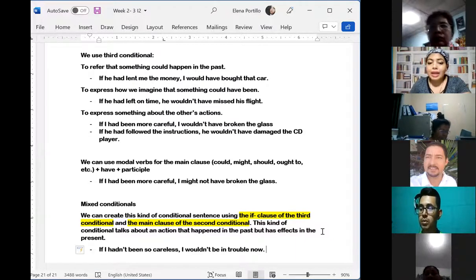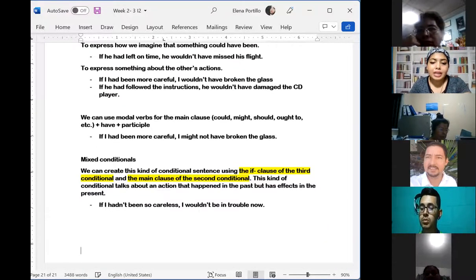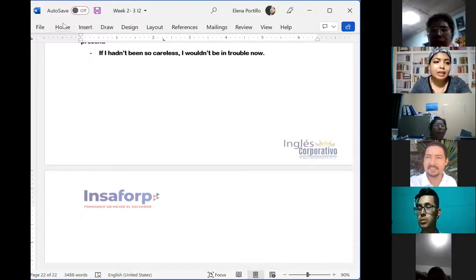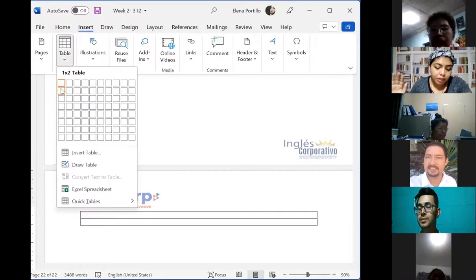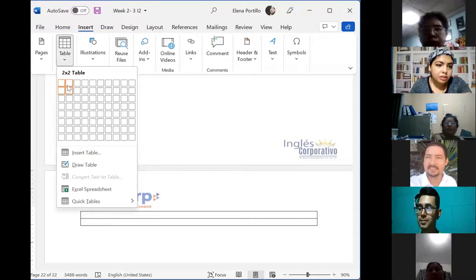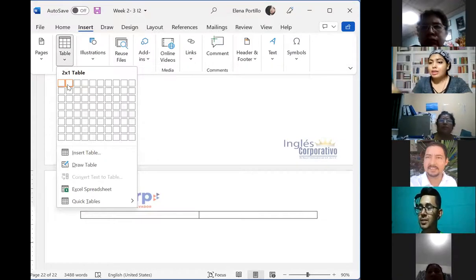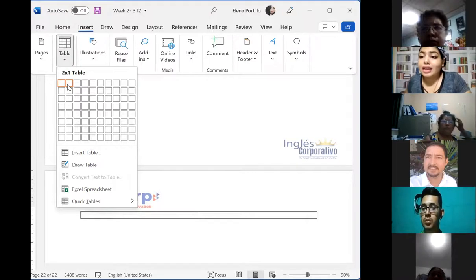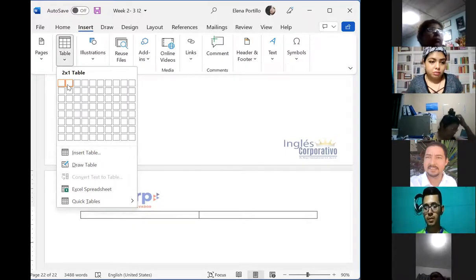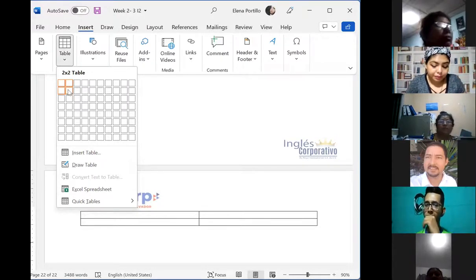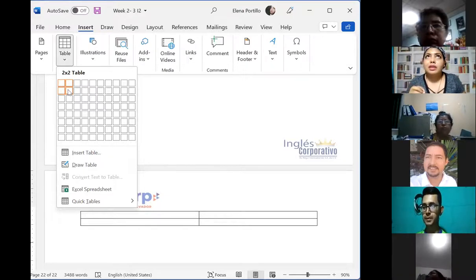So, to end this topic, we are going to create this table. We are going to do it in this place because it is something kind of big. So we are going to see the difference in the types of conditionals and the structures or the tenses that we are going to use with every conditional. So we are going to do it like this. This is the complete review of these clauses.